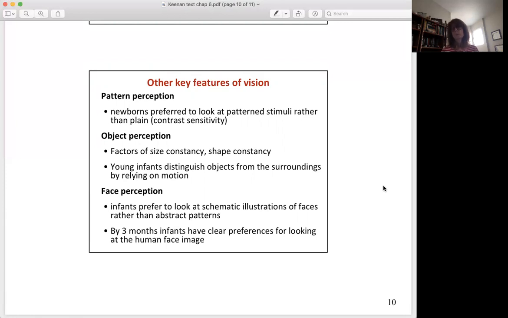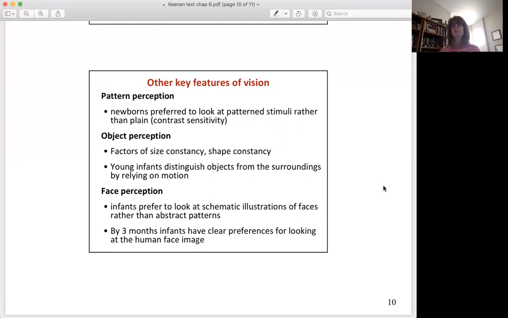With other vision, there are things like patterns. Newborns prefer to look at pattern stimulants rather than plain. I was with a friend's newborn not that long ago, and it was so interesting to watch this baby really focus in on a very loud plaid green and black shirt that someone else was wearing close to us. So there's a contrast sensitivity there, right?